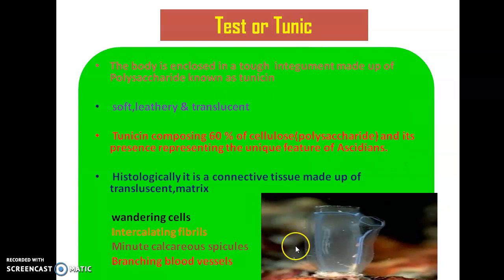If you take the histology of this test or tunic, you can see that 4 different types of cells are seen. What are they? Wandering cells, intercalating fibril cells, minute calcareous spicule cells, and branching blood vessels. All these 4 different types of cells can be seen in the matrix of this test or tunic. Actually, it is a connective tissue. So that's all about the outer covering.